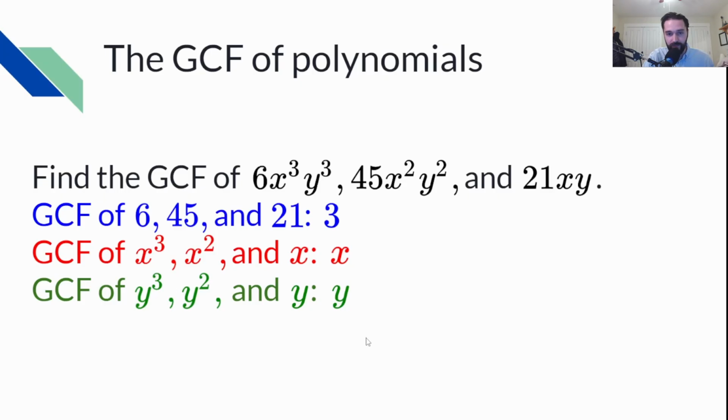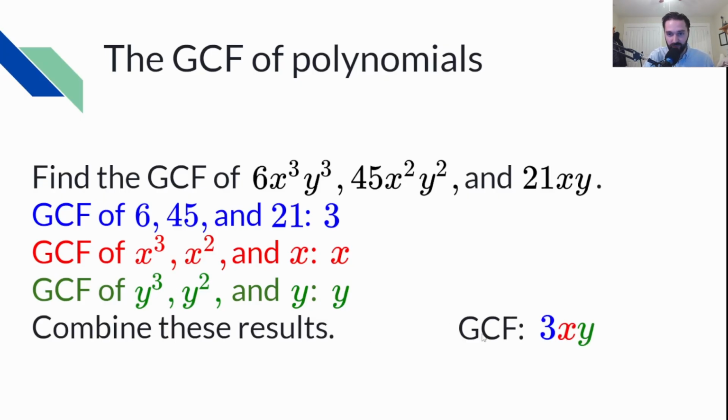Then we combine these results. We combine them in a product. The GCF of the numbers in blue here, we have 3. The GCF of the x's, x in red we have. And then we have the GCF of the green, so we have y tacked onto the end here. So the GCF is 3xy. The GCF of these three things in black is 3xy.